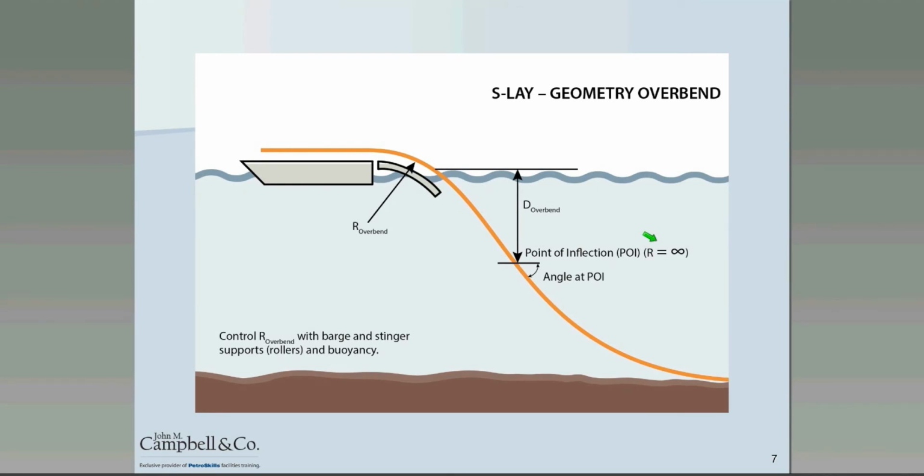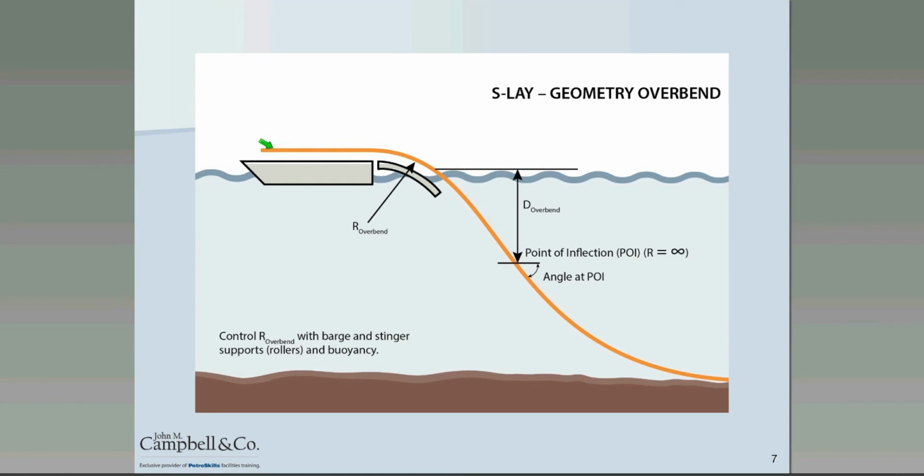At these very, very large radiuses, the bending stresses are very, very small, and for all practical purposes, they're zero at the point of inflection for bending. Now, on the barge, we have the same situation. On the barge, where it's level and flat while we begin our welding operations until we get to the tensioners, and ultimately we start the bending over the back of the barge and the stinger, we start out with a zero bending stress condition for the pipe there as well.